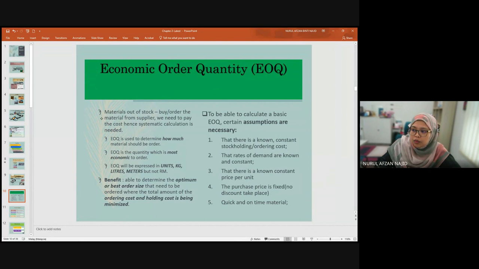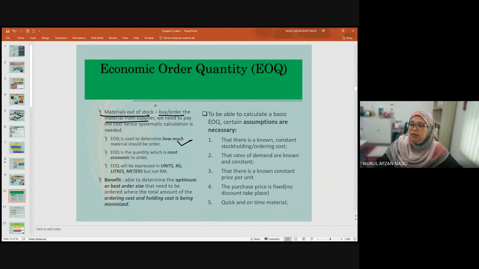Right, ini yang berlaku. Material out of stock. Okay, bila material tak ada, apa yang kita buat? Kita akan beli ataupun kita akan order material from supplier. So, bila kita nak order material daripada supplier, kita perlu keluarkan kos. So, bila kita nak keluarkan kos, kita perlu ada systematic system yang akan menentukan yang pertama, how much the material should be ordered. So, kita tak nak overstock, kita tak nak understock. Kita nak in a right quantity. How much? 300, 200, 500.